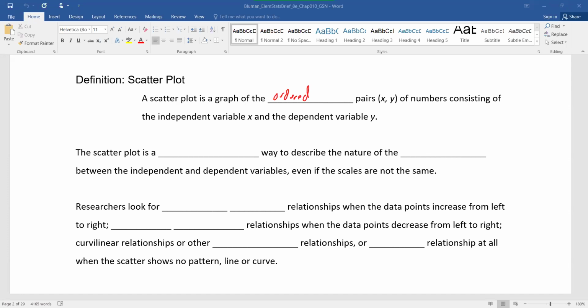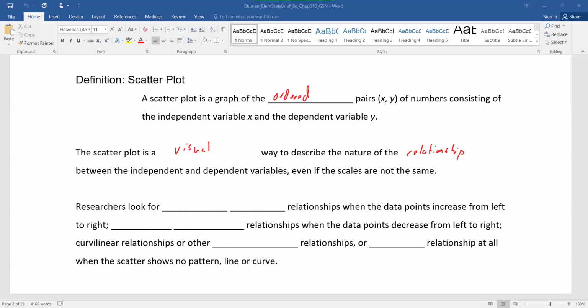The scatter plot is a visual way to describe the nature of the relationship between the independent and dependent variables, even if the scales are not the same, meaning that maybe you're going by tens on the x's and ones on the y's, it can still be a visual representation. So we're going to have a spelling test. Make sure y'all can spell relationship.